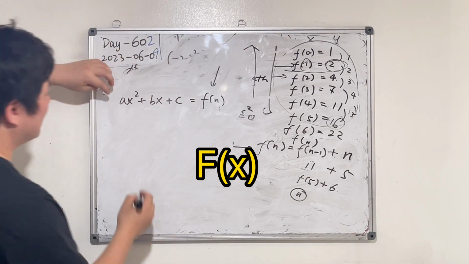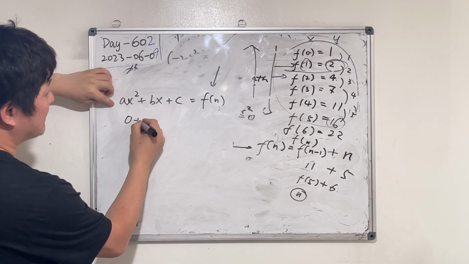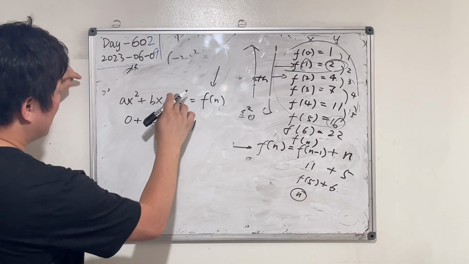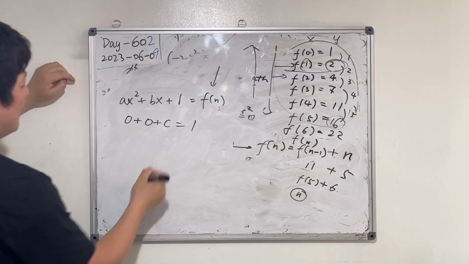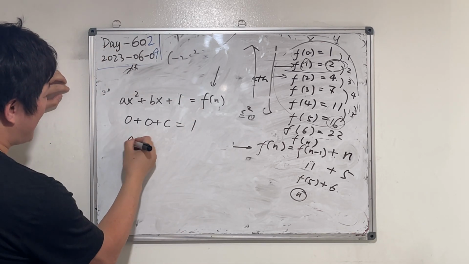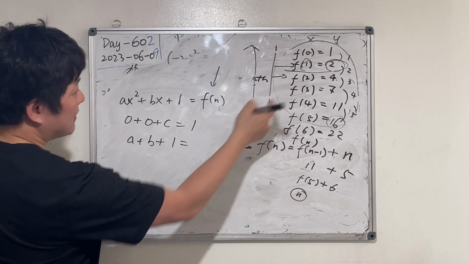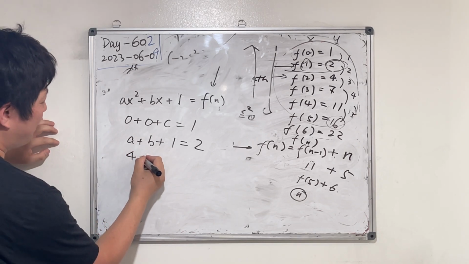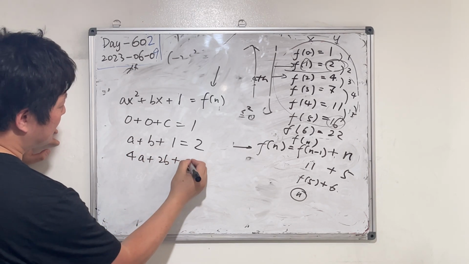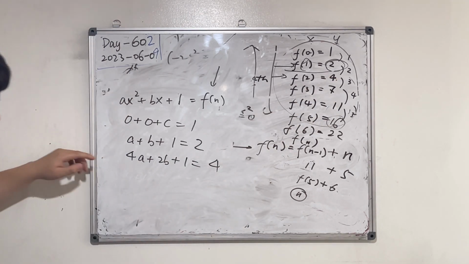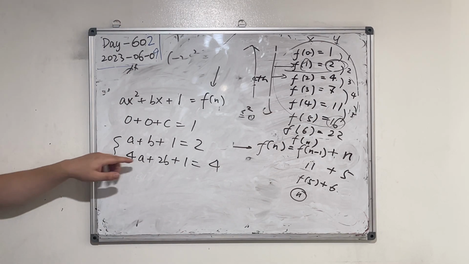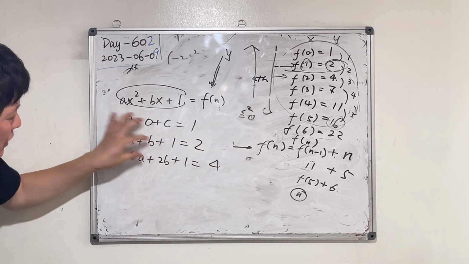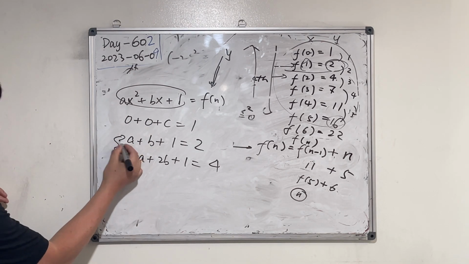Now let's plug in the point when x is 0. So 0 plus c equals 1, so we know c is 1. Now let's plug in 1. a plus b plus 1 equals 2. Now let's plug in 2. 4a plus 2b plus 1 equals 4. Okay, now let's solve this. 2 equations, 2 unknowns. We plug in the points, and now we have 2 equations, 2 unknowns. Let's solve this. Times 2.